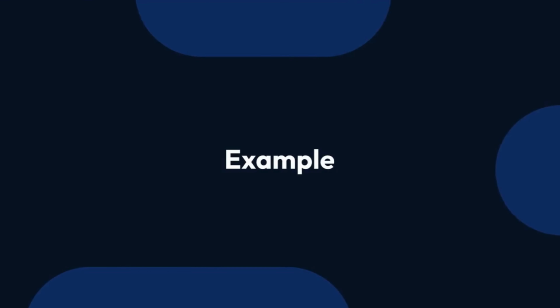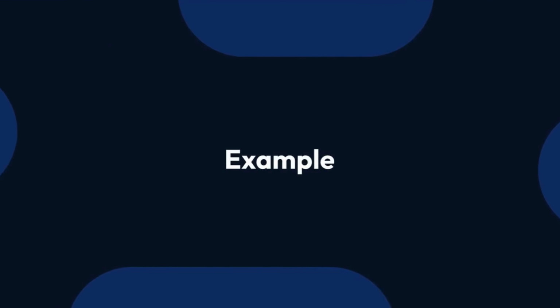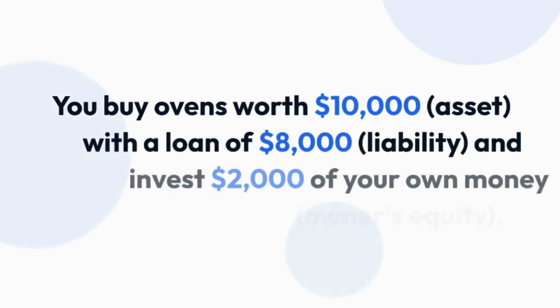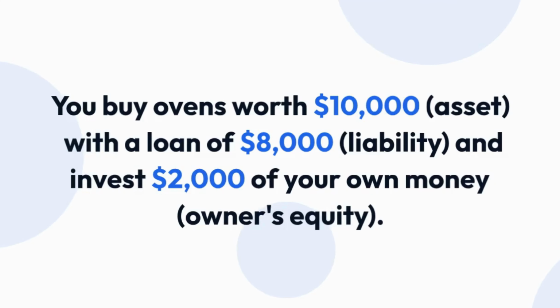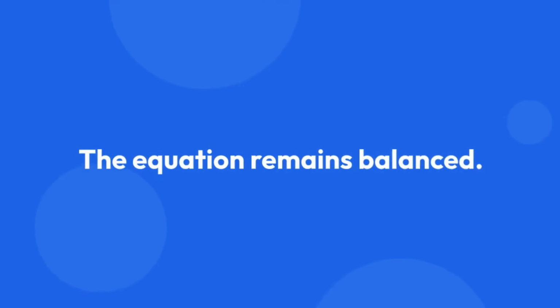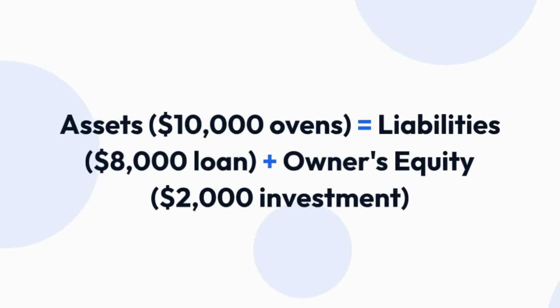Now, we try to understand the fundamental equation by using a quick example. Imagine you start a bakery. You buy ovens worth $10,000, asset, with a loan of $8,000, liability, and invest $2,000 of your own money, owner's equity. The equation remains balanced. Assets, $10,000 ovens, equal to liabilities, $8,000 loan, plus owner's equity, $2,000 investment.